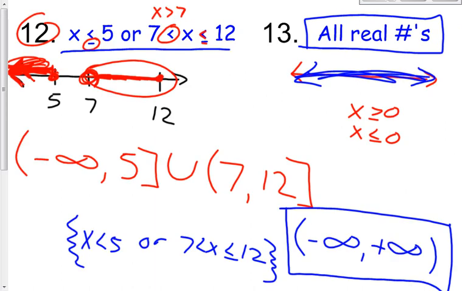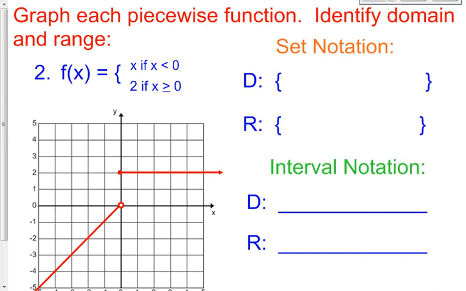So what we're going to do here now in the next video is we are going to use this information to do our set notation for our piecewise functions that we did on the notes the day before.